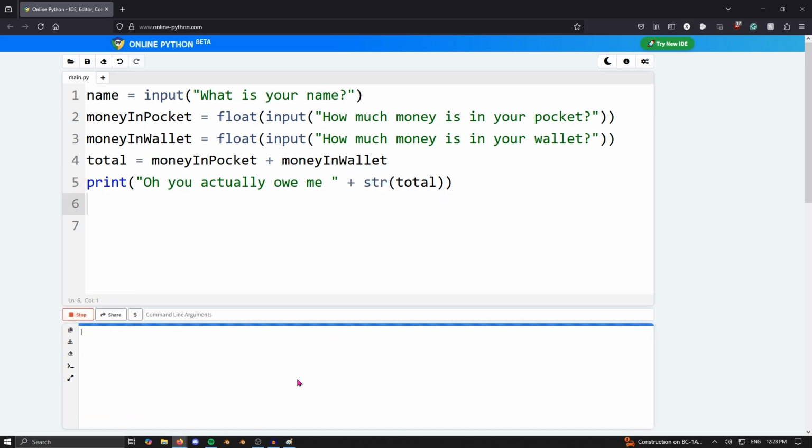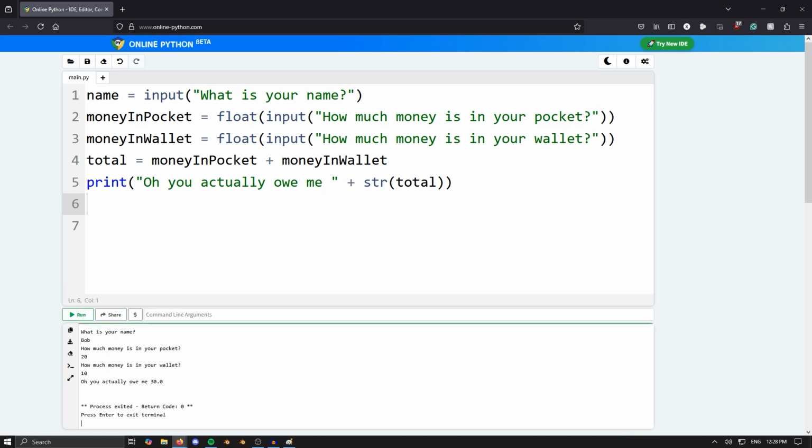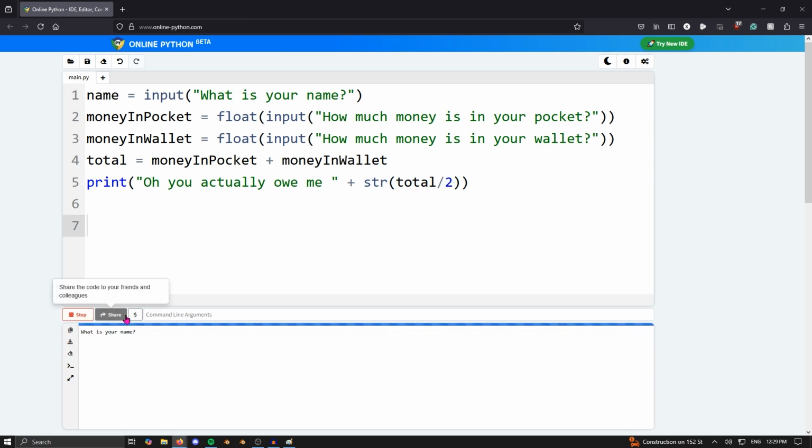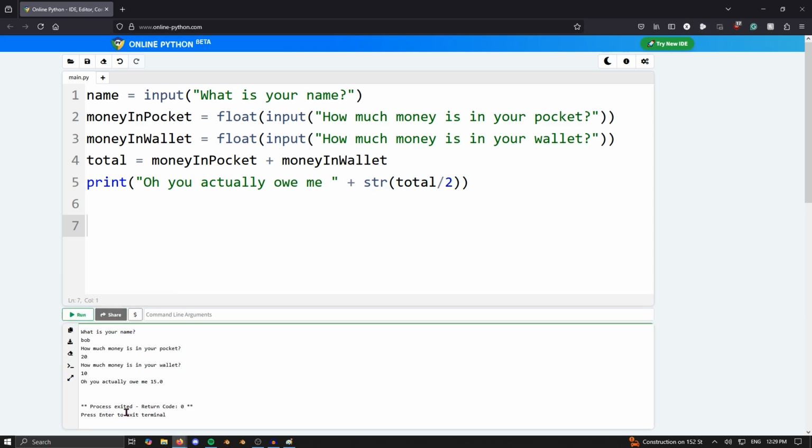Now if we run it, what is your name? Bob, 20 and 10. There it is. Which means now if I want the half of this, I can just say total divided by 2 and then take the sentence. Boom. And just like before, I can add different things, or I can join different things everywhere.